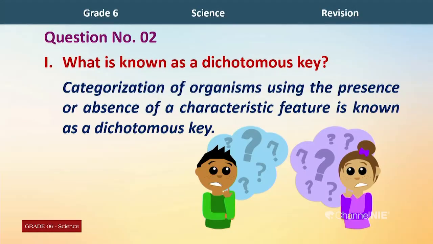Categorization of organisms using the presence or absence of a characteristic feature is known as a dichotomous key. Right? Can you remember this definition? We have given you this definition for dichotomous keys. I think you all have learnt it, and you can remember that. You can read with me. Categorization of organisms using the presence or absence of a characteristic feature is known as a dichotomous key.